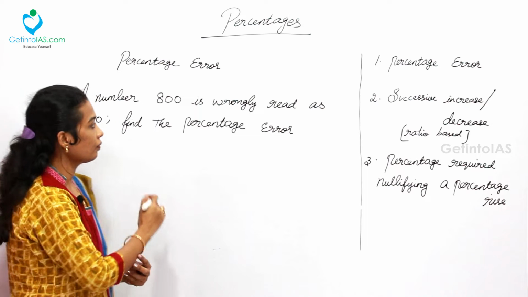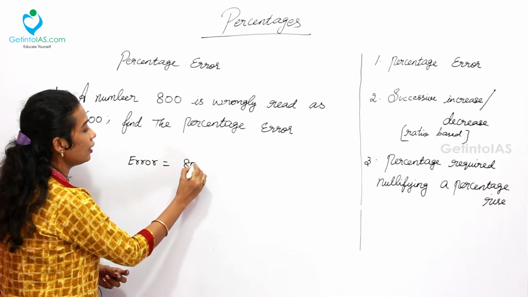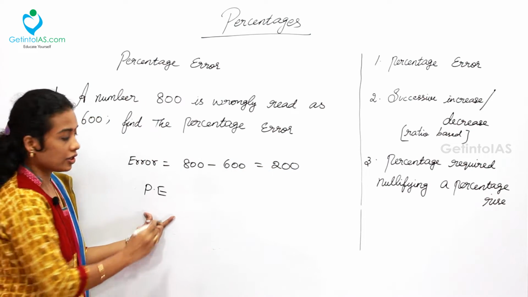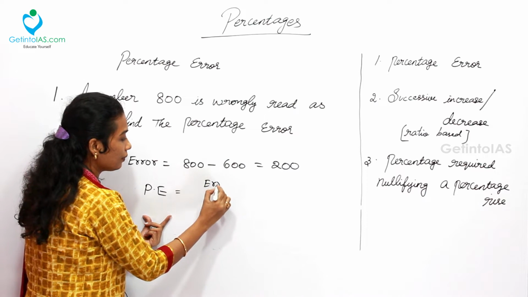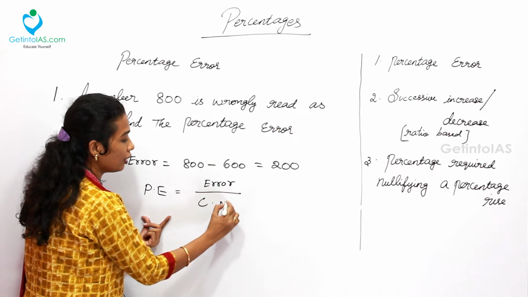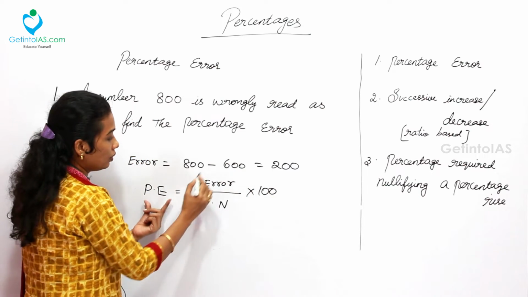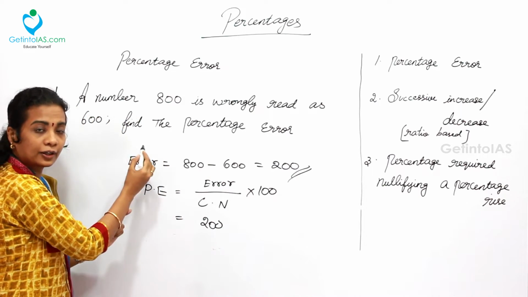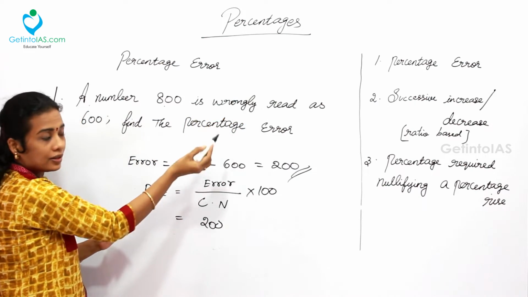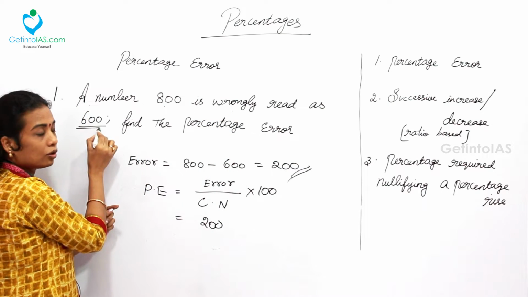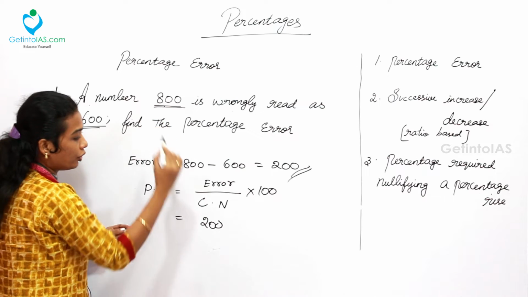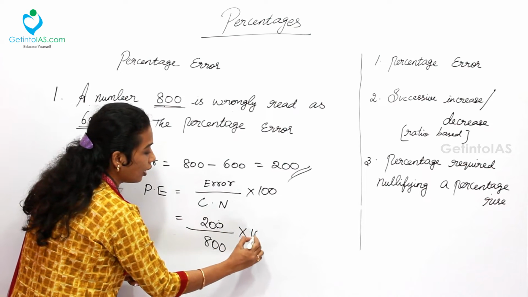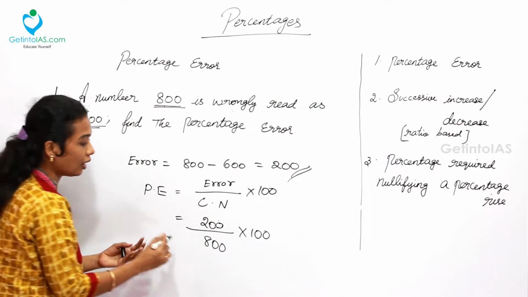So in this question, the error is 800 minus 600, which is equal to 200. The percentage error is equal to error by correct number into 100. Which is the error here? 200, I have taken from these two. Which is the correct number? A number 800 is wrongly read as. After wrongly, which number is given? That is the wrong number. Previous to that is the correct number. So here the correct number is 800 and the error is 200 into 100. If you solve this, you can simply arrive at the answer.